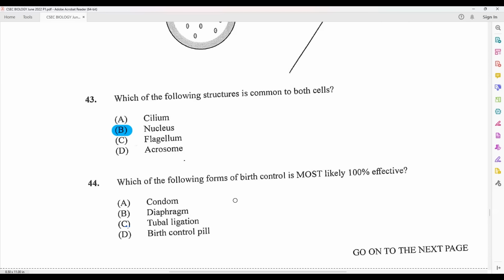Which of the following forms of birth control is most likely 100% effective? We know the best methods of birth control that near 100% is the surgical ones, and tubal ligation. That's a female surgical procedure where the tubes are tied.